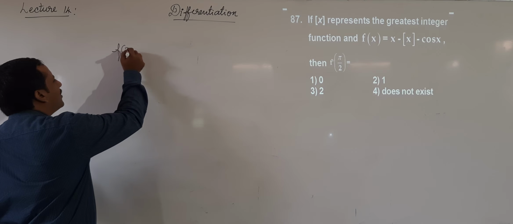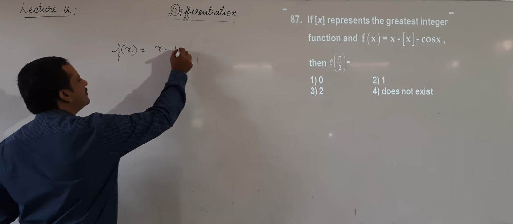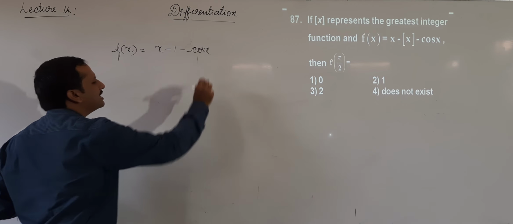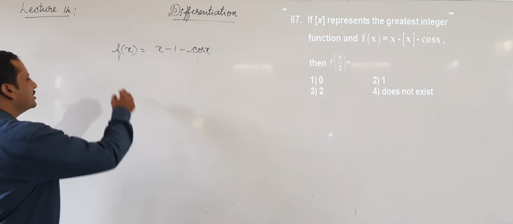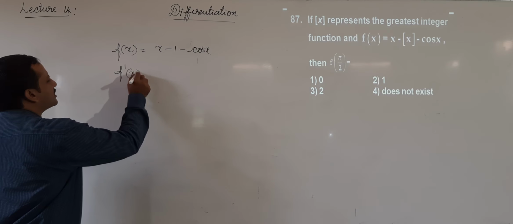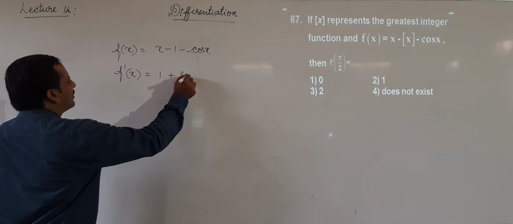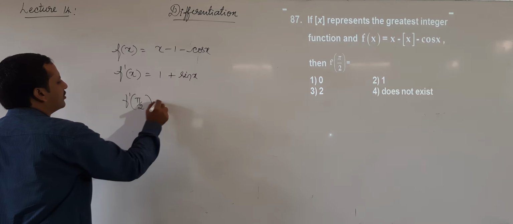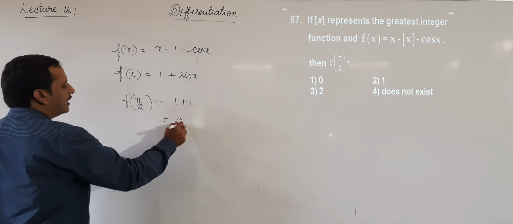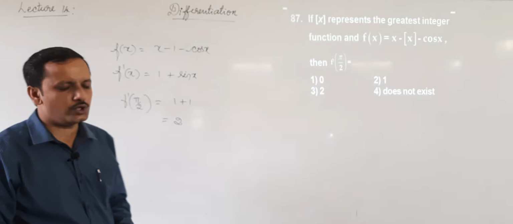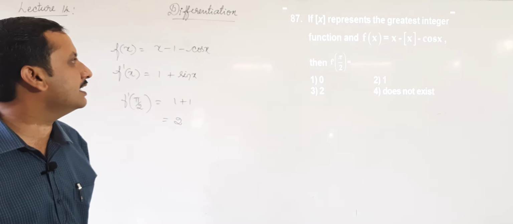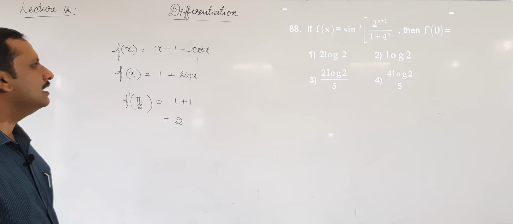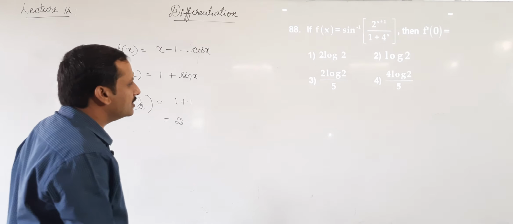Hence, f of x can be written as x minus 1 minus cos x. Now, differentiate it. F dash of x is equal to 1 plus sin x. We want f dash of pi by 2, that's equal to 1 plus 1, which is equal to 2. Third option is the right answer. Okay. Look at 88th question.